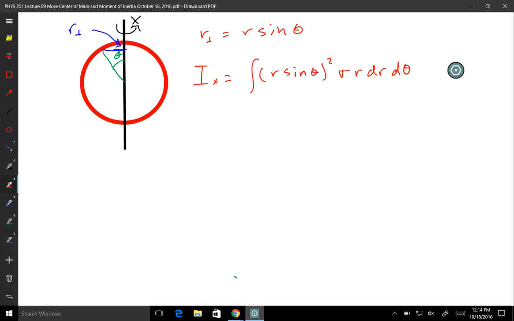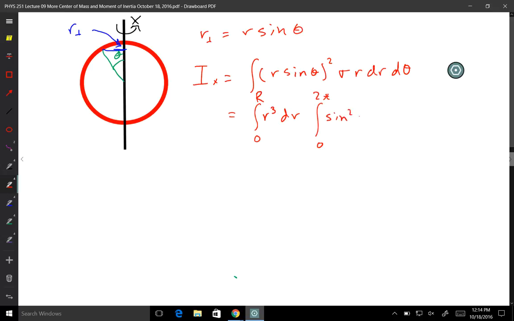It's still separable. And I still have r cubed dr for the first one. But for the theta, I have sine squared theta d theta. I have to integrate that sine squared theta d theta going from 0 to 2 pi. Well, what is the integral of sine squared theta d theta from 0 to 2 pi?